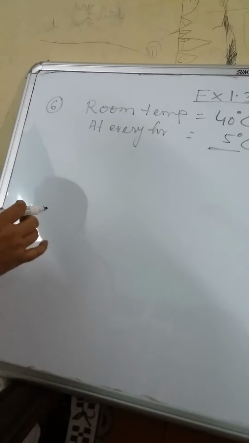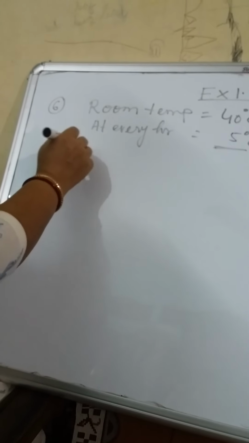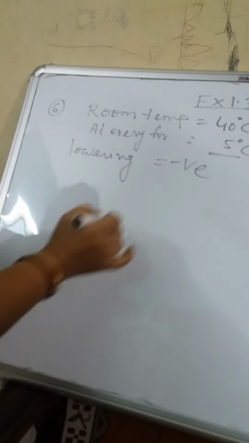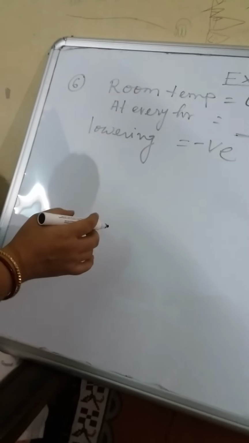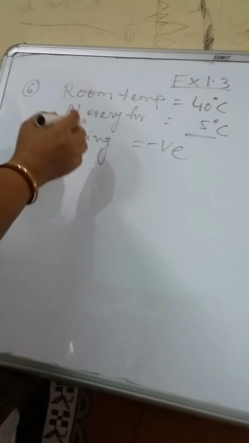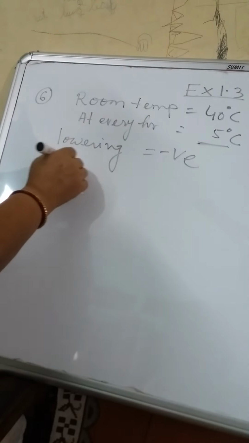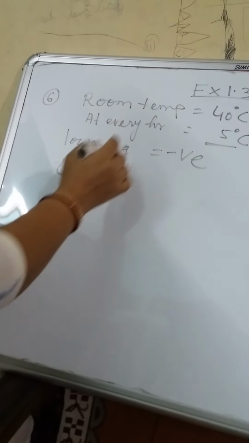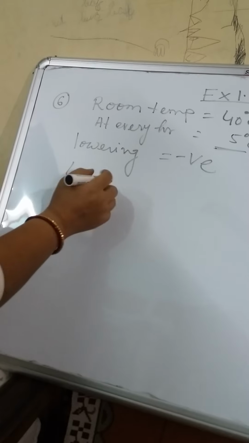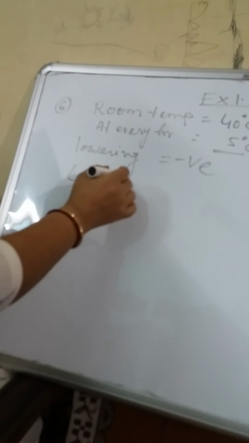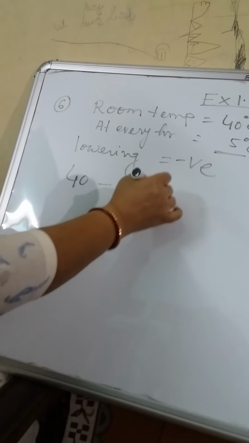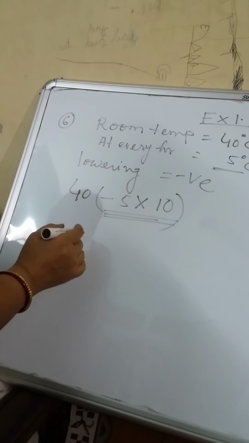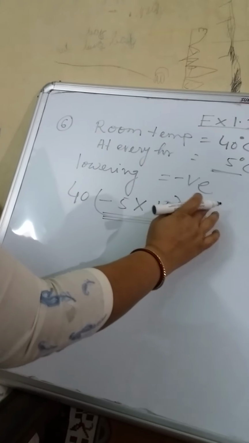Whenever lowering of temperature is mentioned, you have to represent it by a negative integer. Okay, so what will be the expression? Say 40 degree centigrade was the starting temperature, 40, and this is lowering 5 degree centigrade, that means -5. Okay, and for how many hours? 10 hours. So the temperature it is decreasing by will be -50.